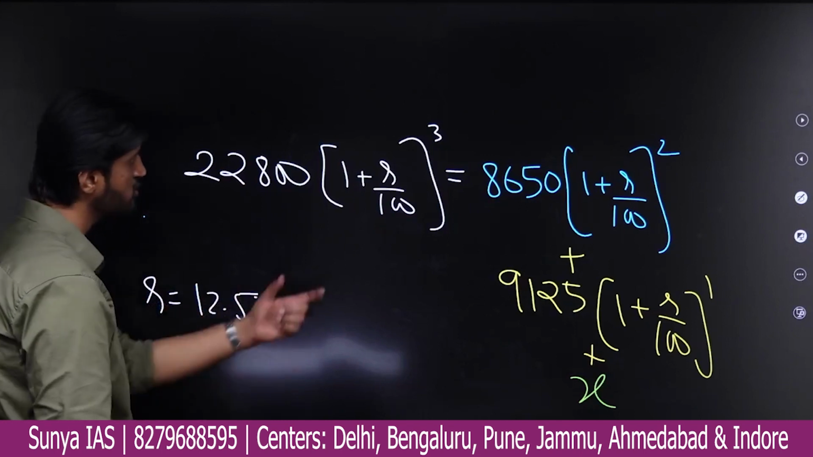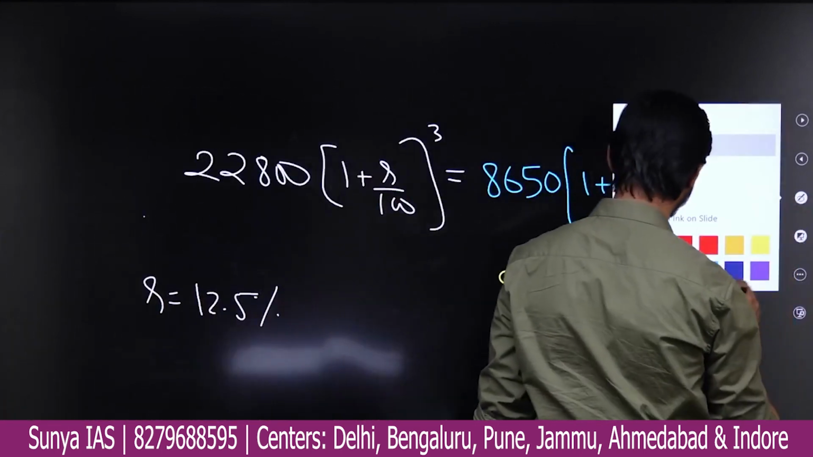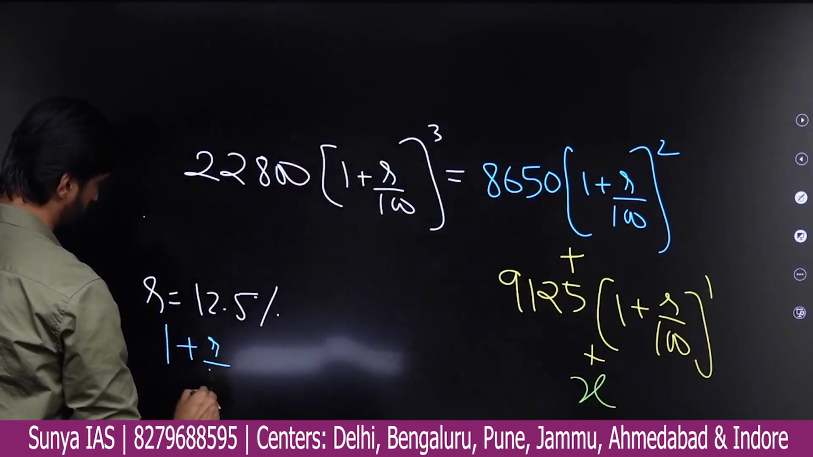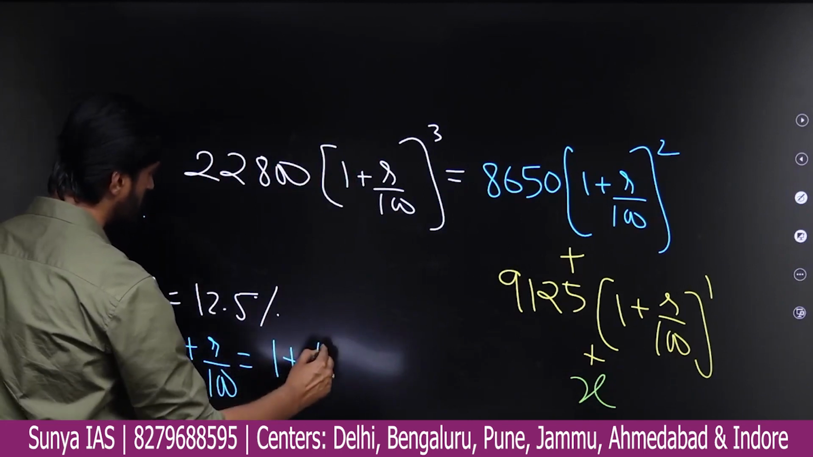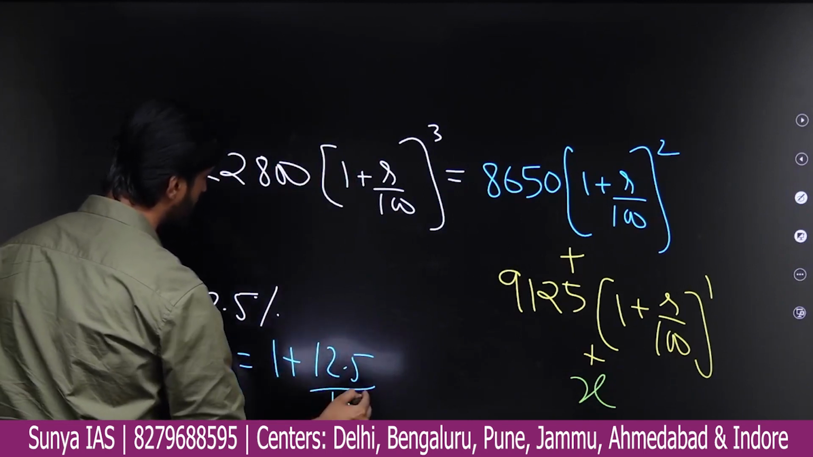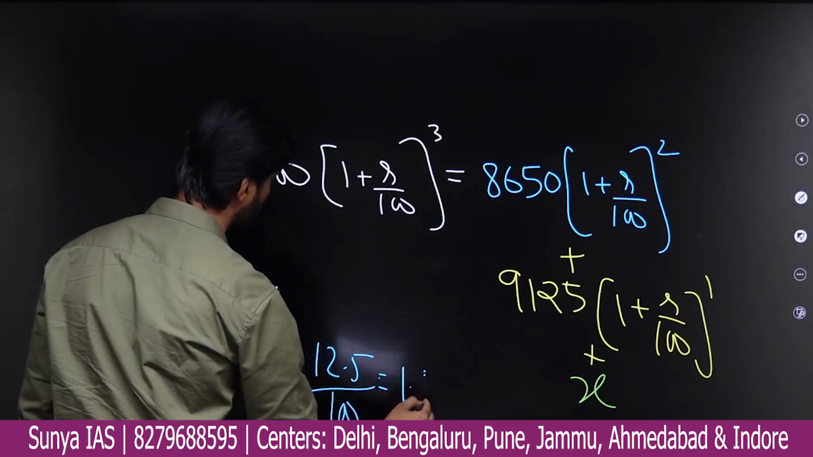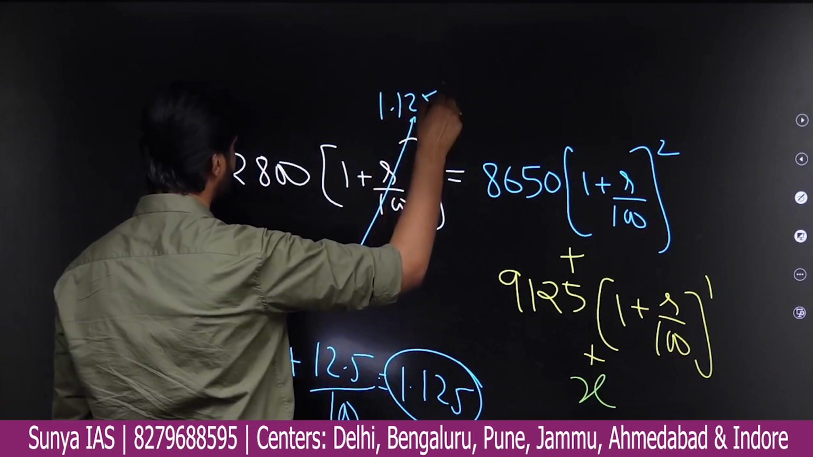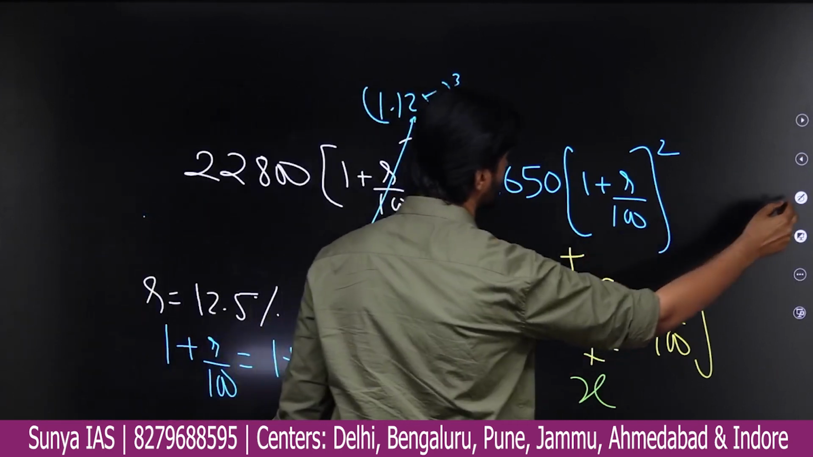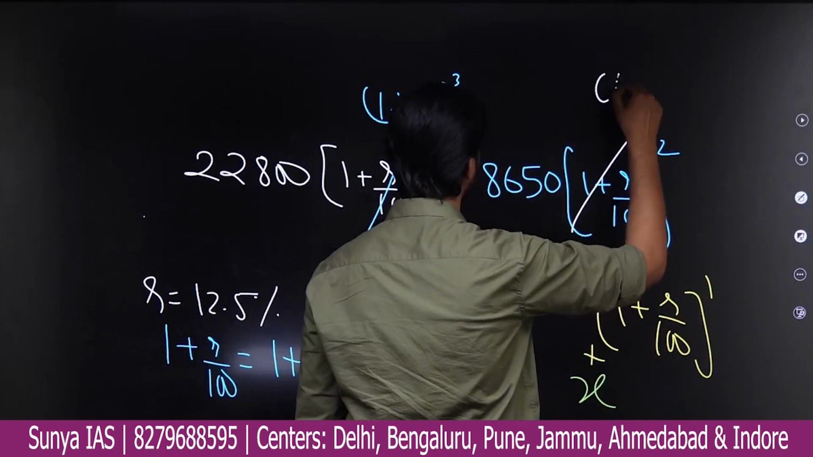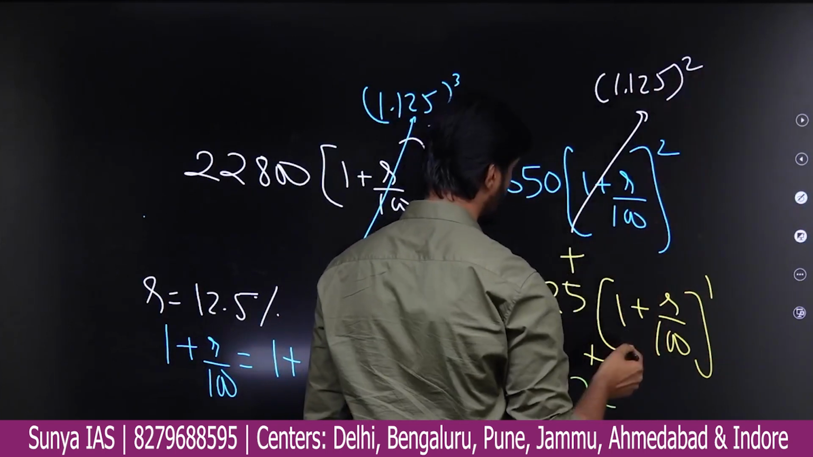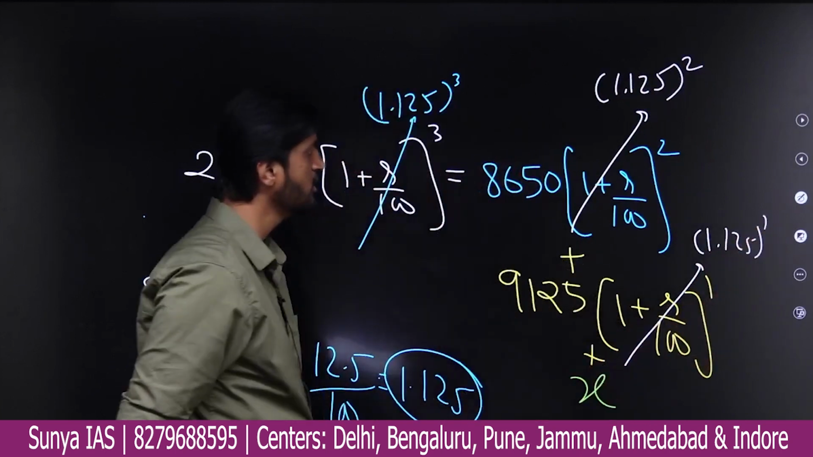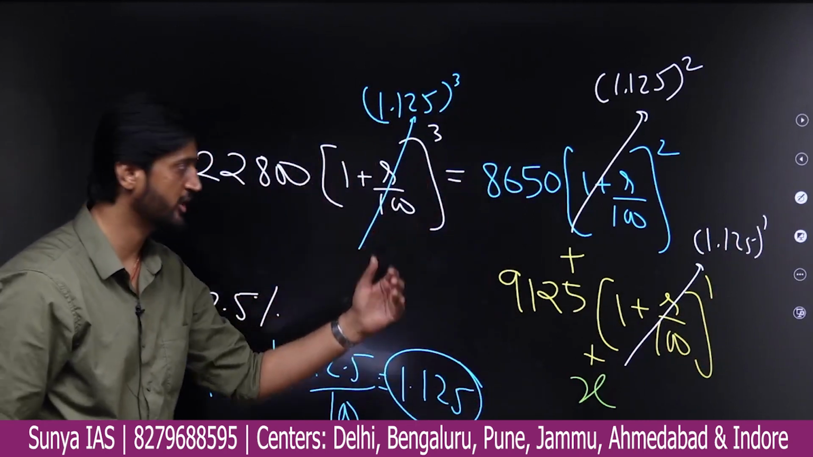So this part, which is common in all, is nothing but 1 plus R by 100, which is simply equal to 1 plus 12.5 by 100, and this overall term will be nothing but 1.125. Okay, so all these terms are 1.125. Here it is in cube. Here the term 1.125 is in square. Here it is simply to the power of 1, and here there is no power at all. So simply this is the way in which we will be calculating.